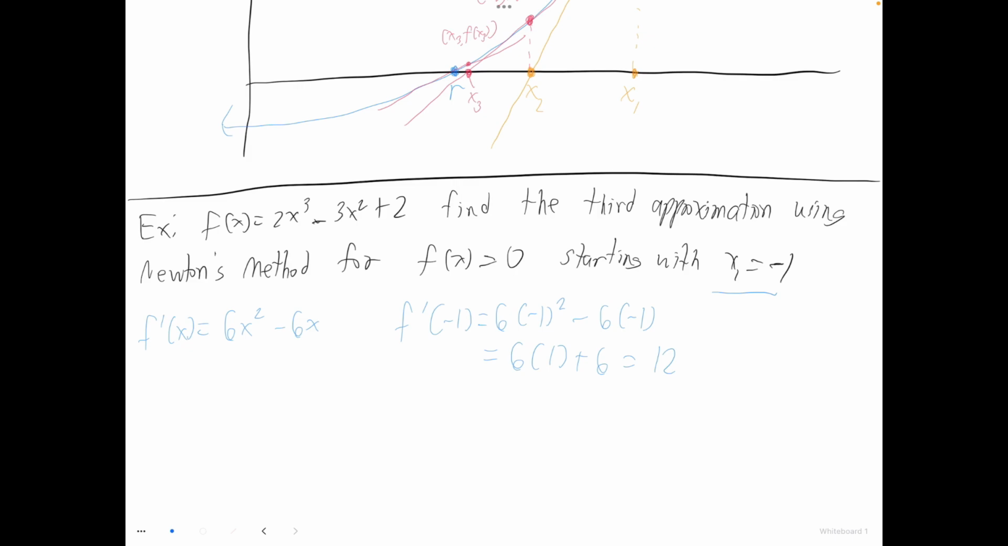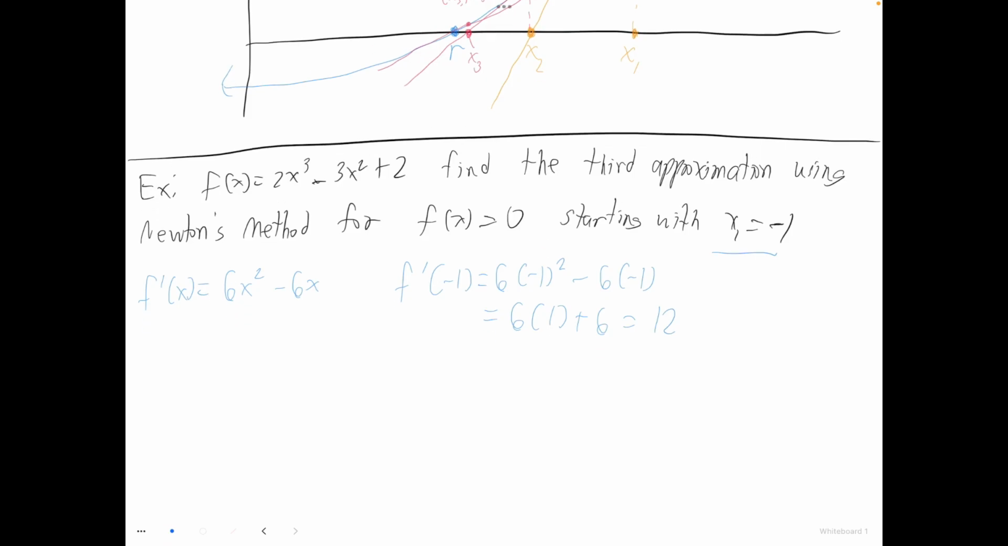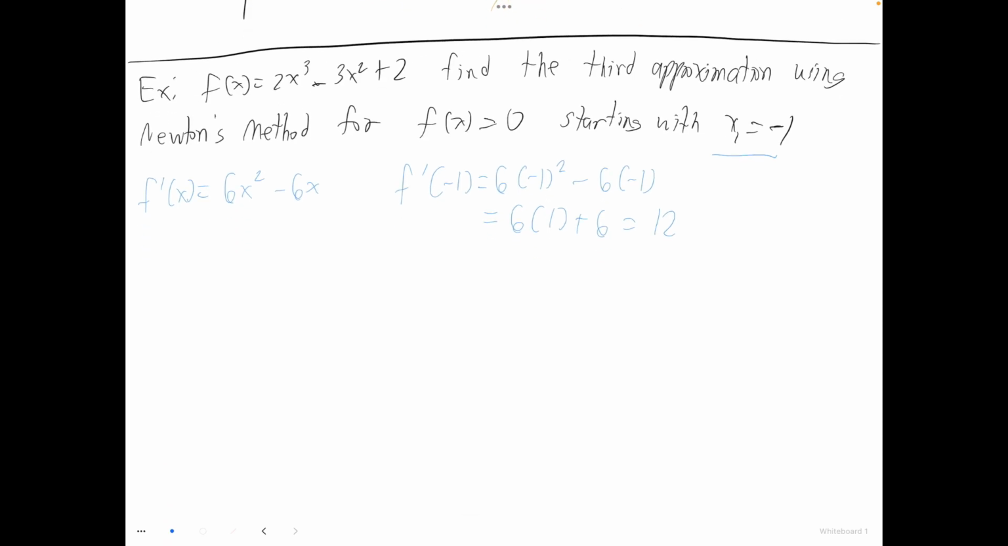And so this is then the slope of our tangent line. But we're going to use the point slope form of a line, so we also need to know what f of -1 is. So f of -1 is 2(-1)^3 - 3(-1)^2 + 2. And then this becomes -2 - 3 + 2, so we get -3. And so what we're doing is we're going to find the tangent line to the point (-1, -3) on f of x.